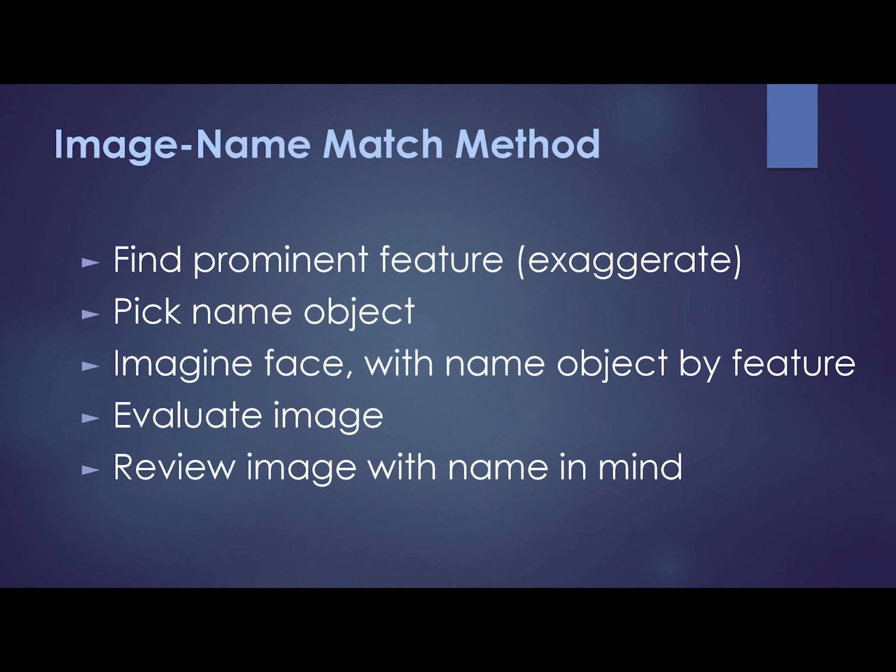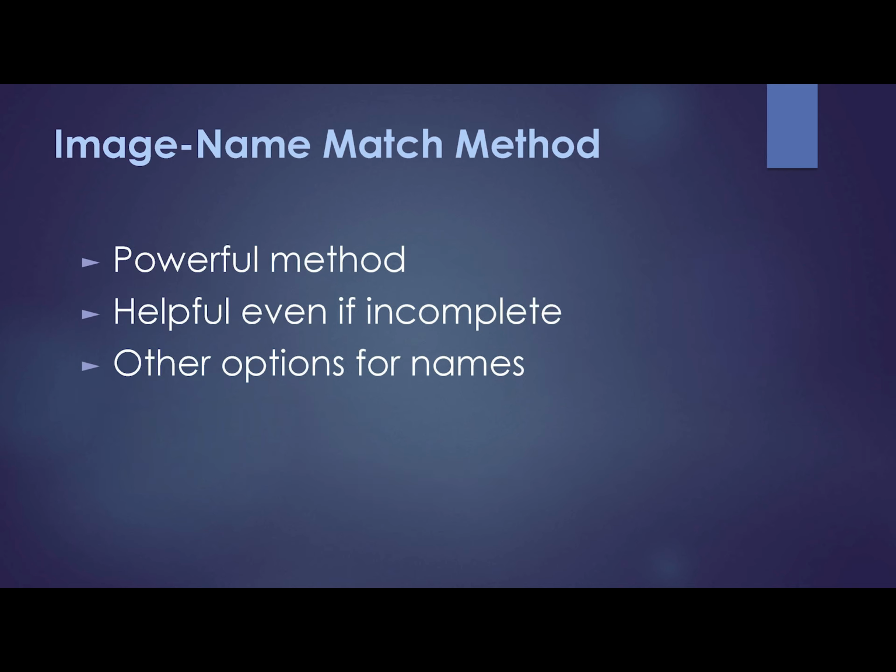Okay, so I just want to remind you that the image name match method is very powerful if you use it effectively. It is helpful even if it's incomplete. That is, you don't have to do all 5 steps. We did a research project with this, and we found that even those people who only used a couple of the steps actually significantly improved their name memory. So if you're not comfortable with doing all the steps, do as many as you can, and this will help you to more likely remember the name than otherwise.